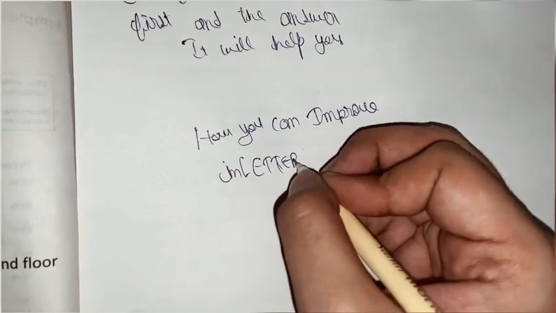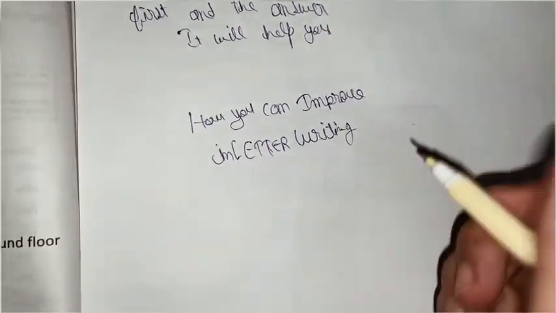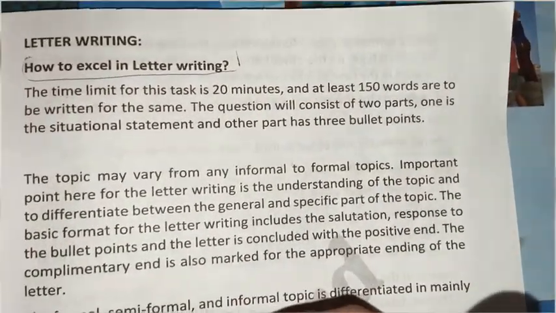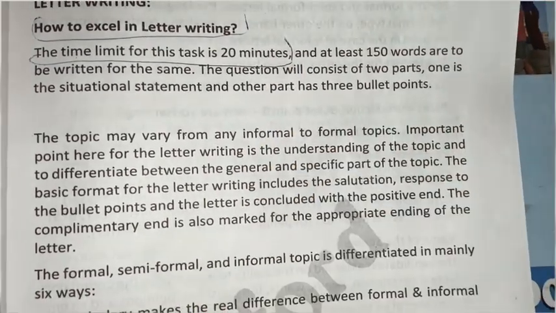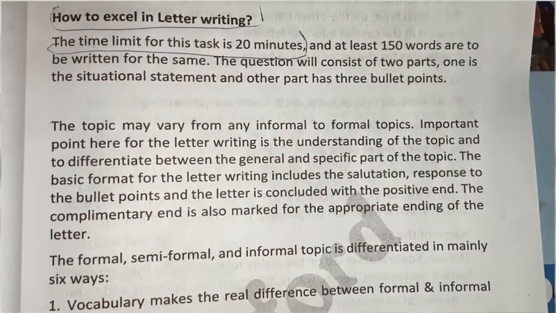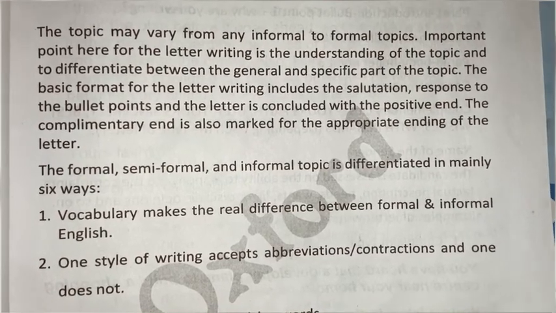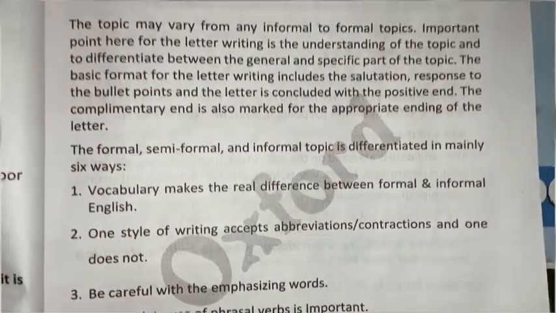There are two types of letters, as I think you know: formal and informal letters. Formal letters are those that we write to some authority, and informal letters are those that we write to our friends or family. There is a format for both. The question will consist of two parts: one is the situational statement, and the other has three bullet points. The topic may vary from informal to formal topics, as I have discussed with you.